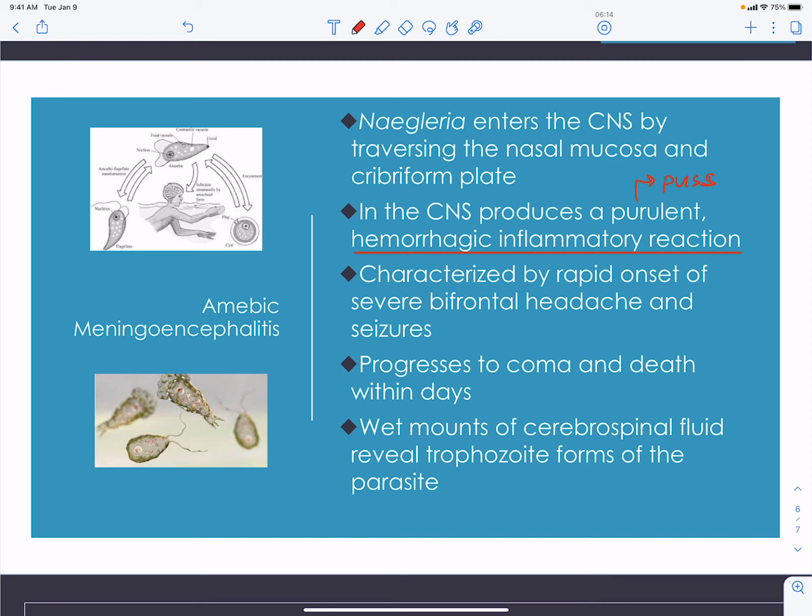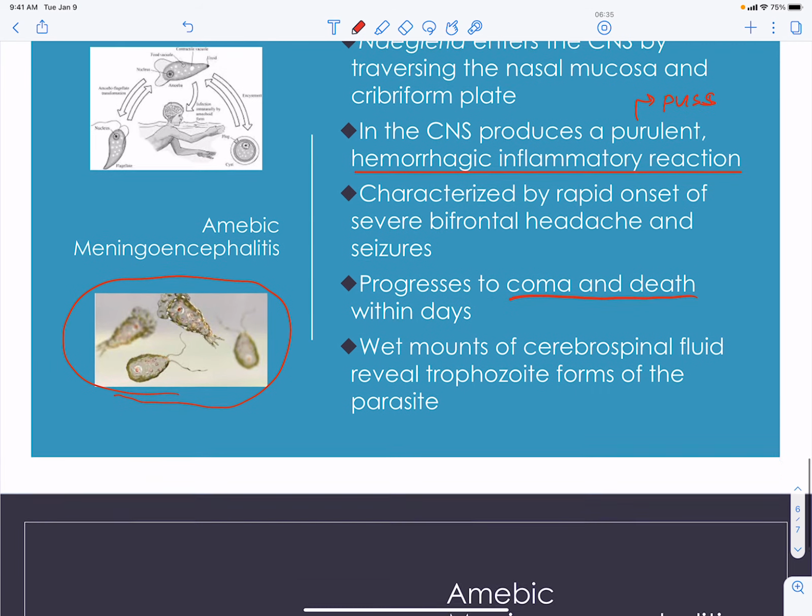So you have a bifrontal headache and seizures, which progresses to coma and death within days. So it's very hard to treat. It's usually diagnosed post-mortem. You can take mounts of the cerebrospinal fluid and you can find your trophozoites in your cerebrospinal fluid, which is going to be the active form of this parasite.